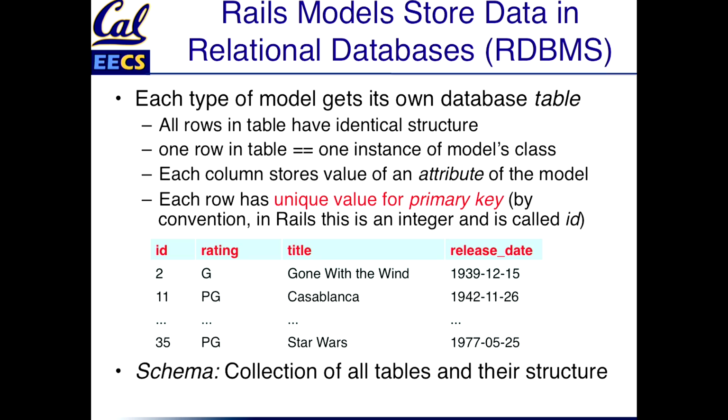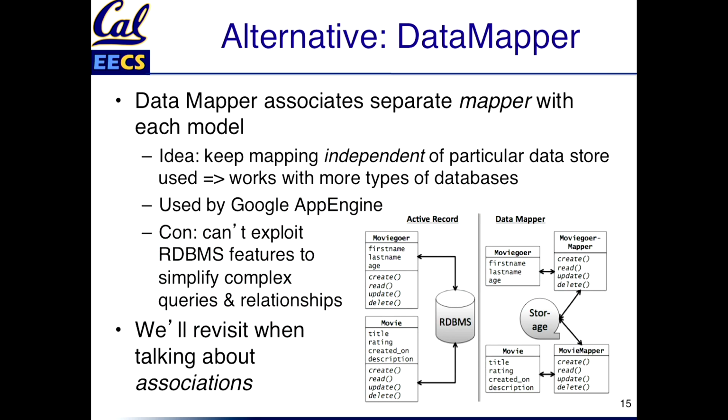So collectively, if you look at all of the tables in a particular database, what columns they have and so forth, what the types of those columns are, that is collectively called the schema for that application. Now, what's an alternative? Suppose you didn't want to do active record. What else do people do, and why might they do it?